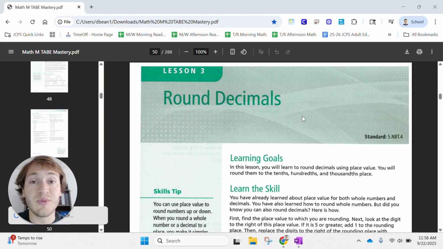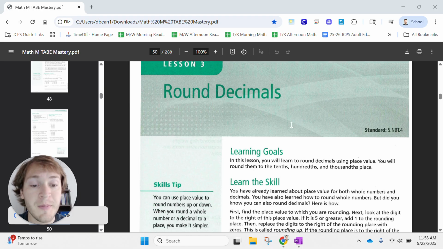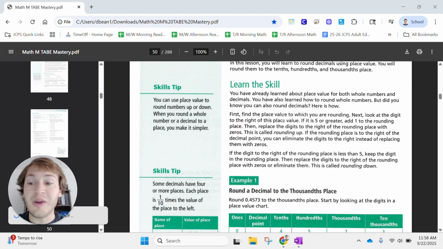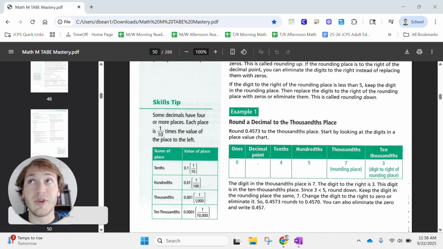This is lesson 8, which is on rounding decimals. This is going to be a pretty short video because rounding decimals is actually quite similar to rounding whole numbers. If you don't remember how to round, you should go back and check out my video on rounding numbers. But when we round decimals, there are two things we've got to be aware of. They're not even key differences, they're just things we've got to be aware of.